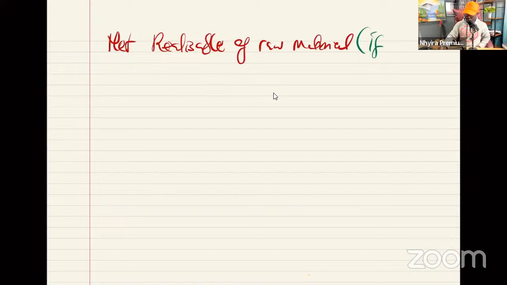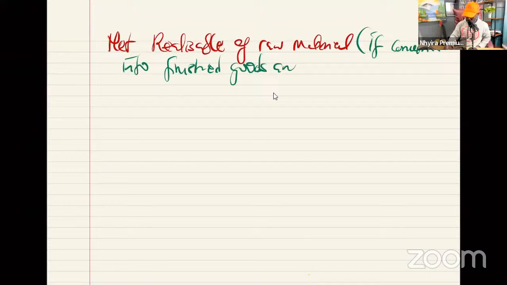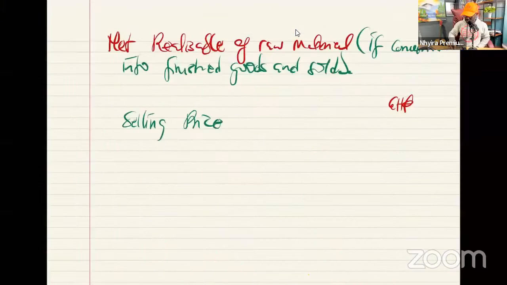So net realizable value of raw material, if converted into finished goods and sold. So stay with me carefully. Now, if we convert the raw material into finished goods, what do we have? You know already, we have the selling price of finished goods already. So selling price of finished goods, you know that already, it's 90. No problem, we bring that up.